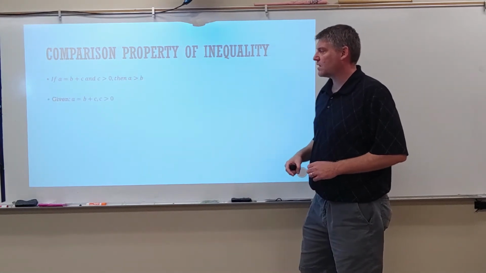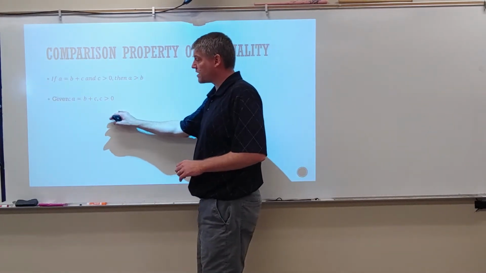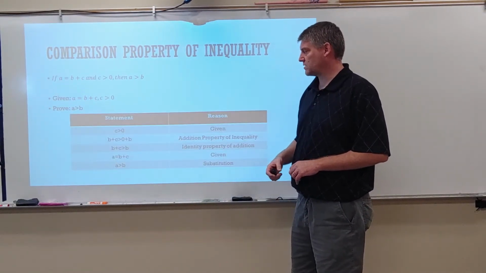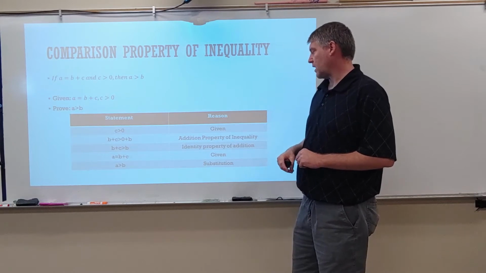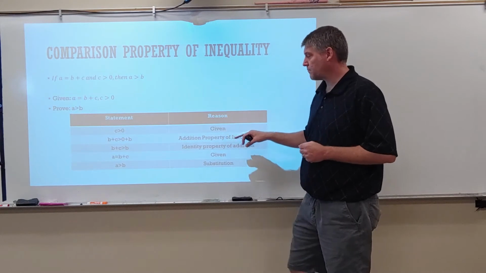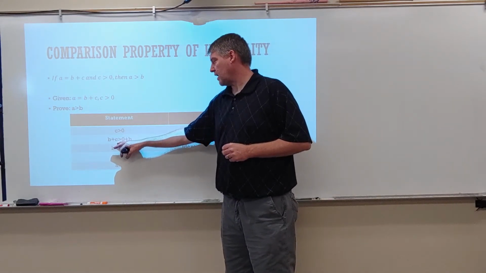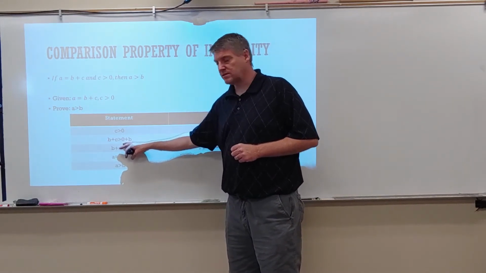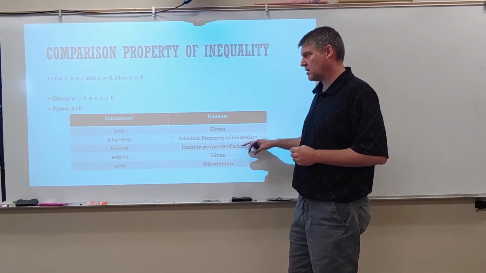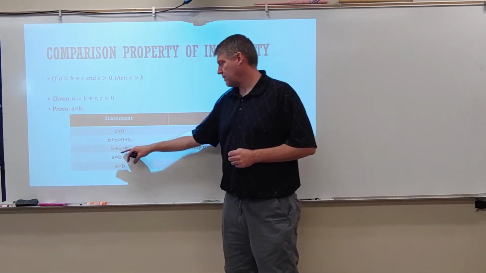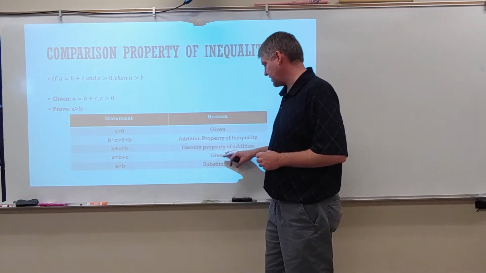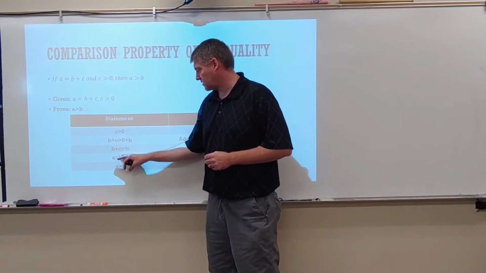Okay, so here's the proof of this. We're going to prove that A is greater than B. So we're going to set up our statement here. C is greater than 0, that's given. If I add B to both sides, B plus C equals 0 plus B, that's the addition property of equality. B plus C, this is just the identity property, we're just removing the 0.